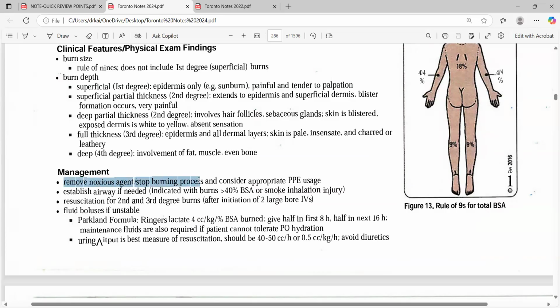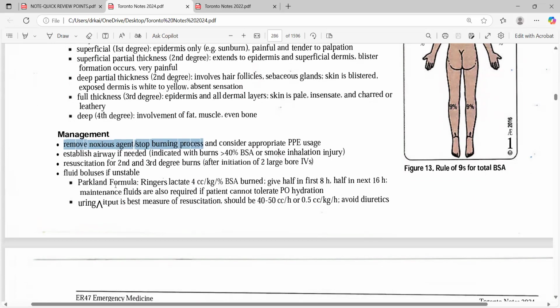Remove the noxious agent and stop the burning process first, then move on to the next. Consider appropriate PPEs, establish airway, resuscitation of the second and third degrees. Then the Parkland formula, very, very, very important. This was one they were looking for in my MCQs. They were looking for this Parkland formula.